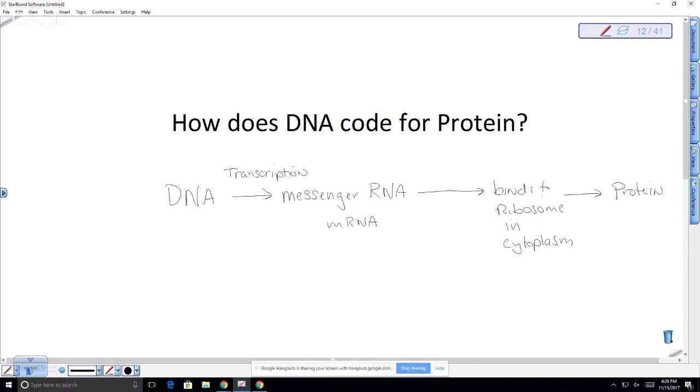And then here, this is called translation. Translation is where we take messenger RNA and we turn it into protein. These are two different types of language. Protein consists of amino acids. Messenger RNA consists of nucleotides. So we need to translate it. Think English to Spanish would be a translation. Nucleic acid language to protein is translation, okay?